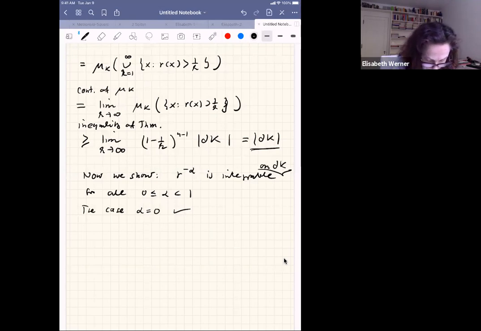We already noted that because the set of all x where r of x is bigger or equal than t is a closed set, this gave us that the rolling function is measurable. So r to the minus alpha will also be measurable. So r is measurable by the first part of the theorem, so assume that we have already shown this. So this means that r to the minus alpha is measurable.